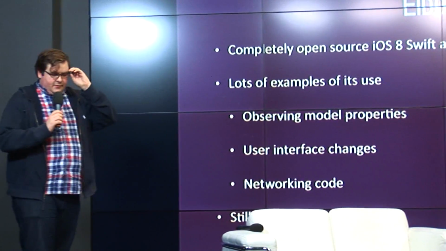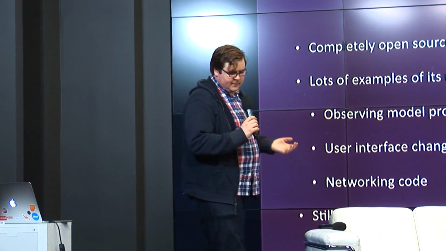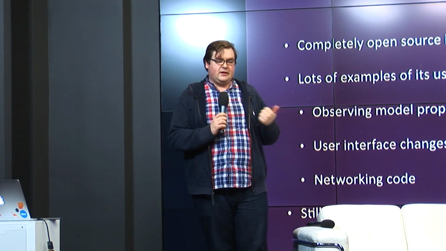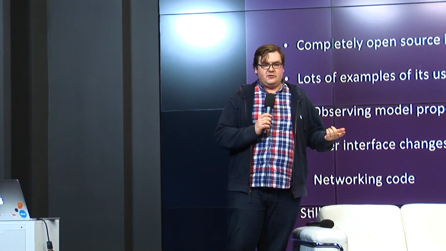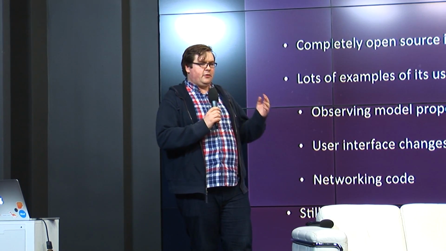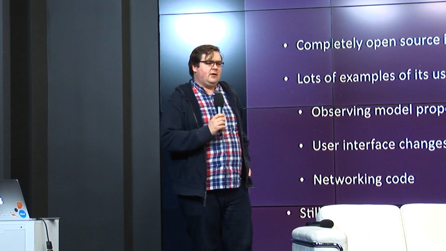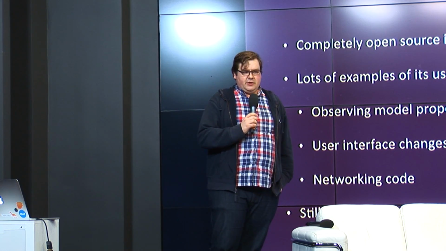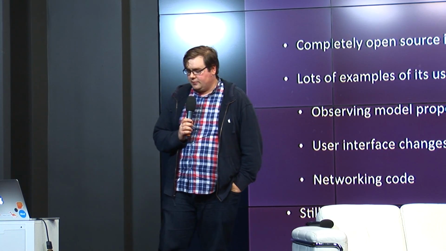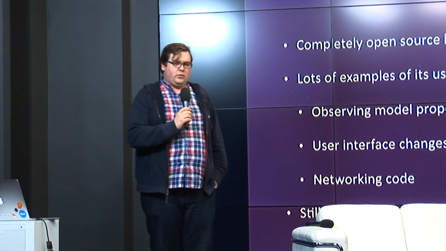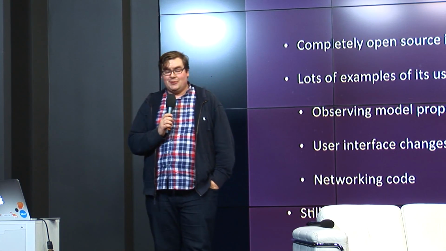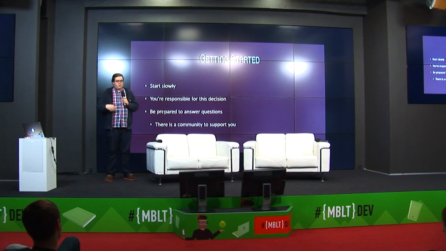There's lots of examples of things that you can use ReactiveCocoa for. So observing model properties, that's really a basic example, lots of that. User interface changes depending on signals, lots of that. Networking code. We actually wrote an entire library around ReactiveCocoa and networking using Alamofire for this project, and that's open source as well. So this is still a work in progress. We hit 1.0, but we've got lots of feature requests from our designers and things we couldn't get to for the initial deadline. So be aware of that.